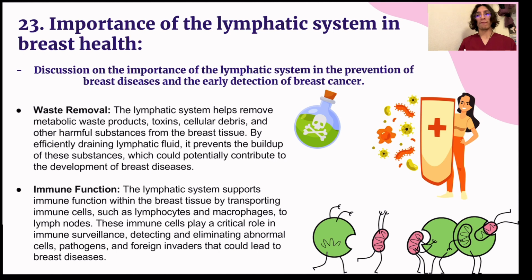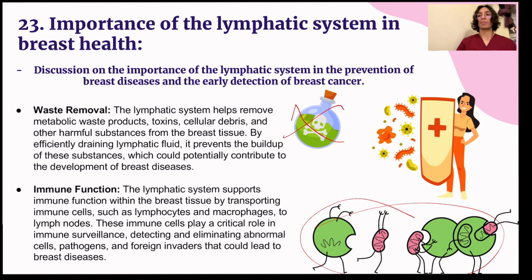Importance of the lymphatic system in breast health. Waste removal. The lymphatic system helps remove metabolic waste products, toxins, cellular debris, and other harmful substances from the breast tissue by efficiently draining lymphatic fluid. It prevents the buildup of these substances, which could potentially contribute to the development of breast diseases.